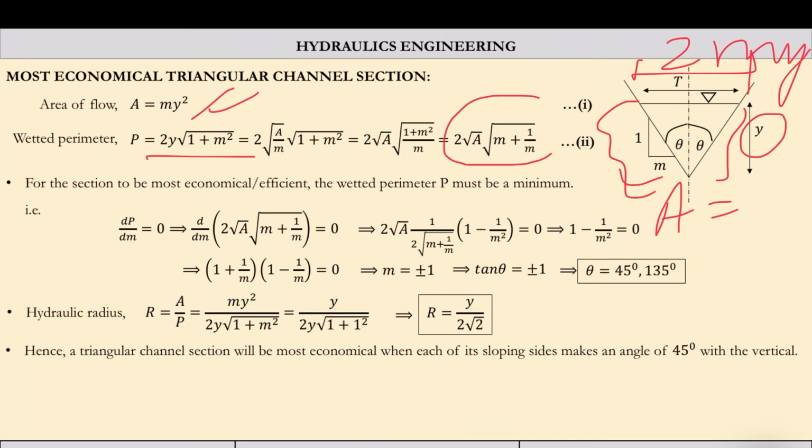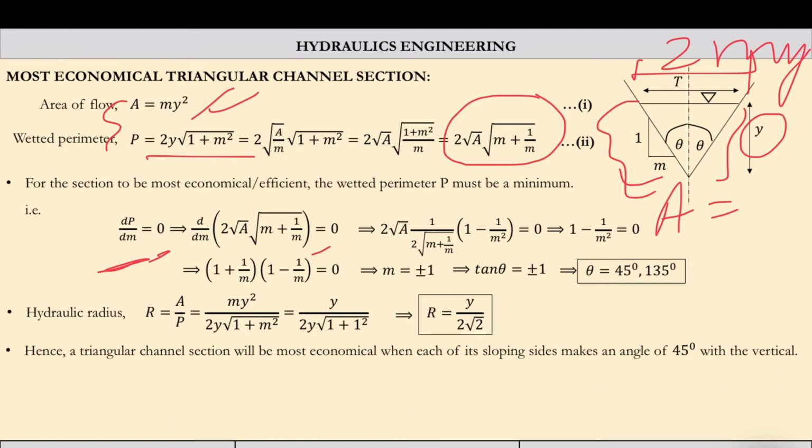We want only one variable, so what we have done is replaced y in terms of m only. From these two equations we have eliminated y. So perimeter is 2 root a times root of 2 square m plus 1 by m. Area is constant. If we are able to calculate the slope, then we are also able to calculate the depth of the flow. So that's why we are taking differentiation with respect to m. dp by dm is 0.